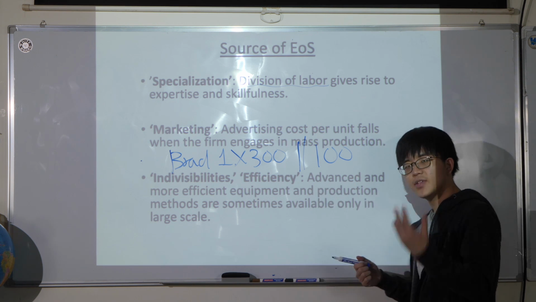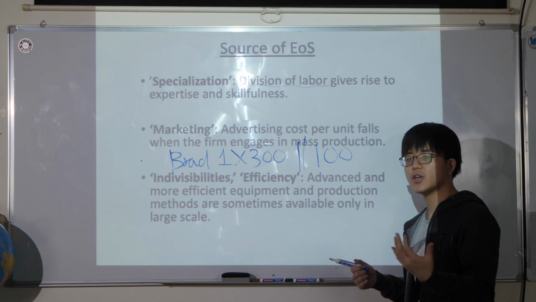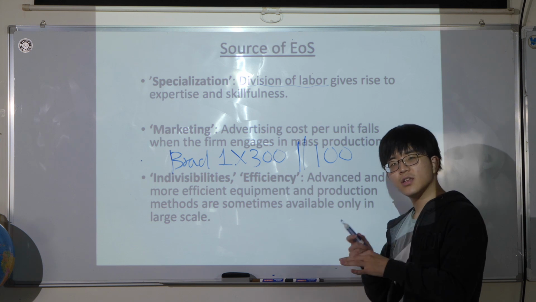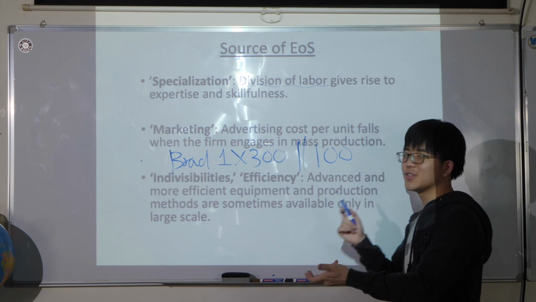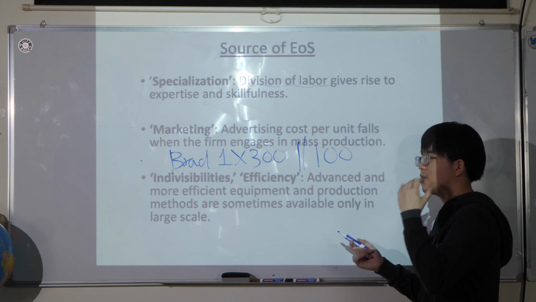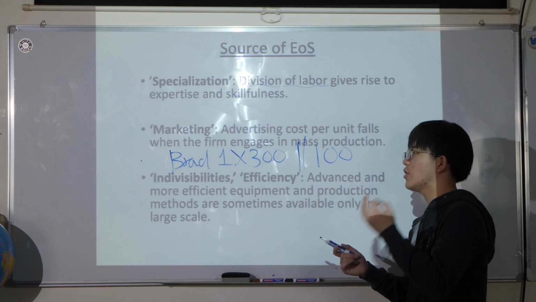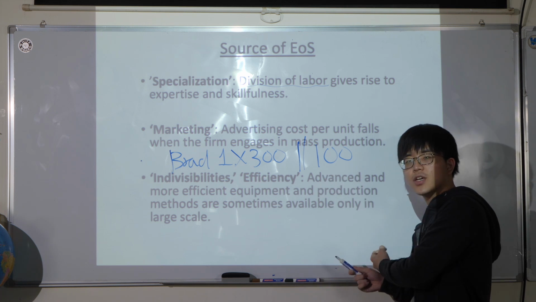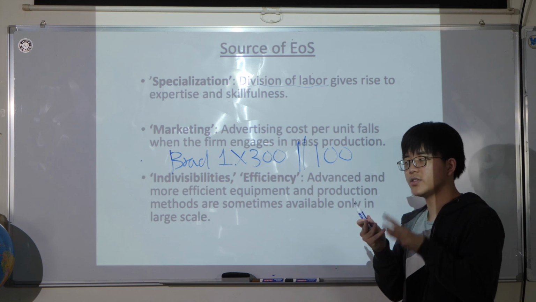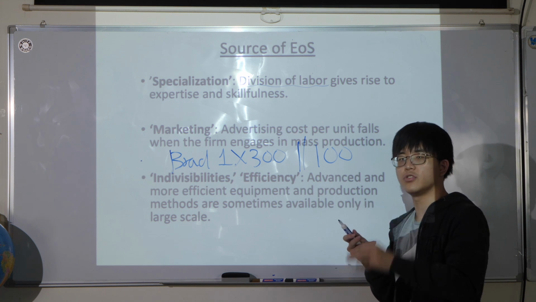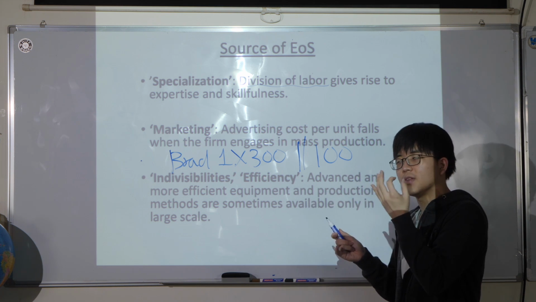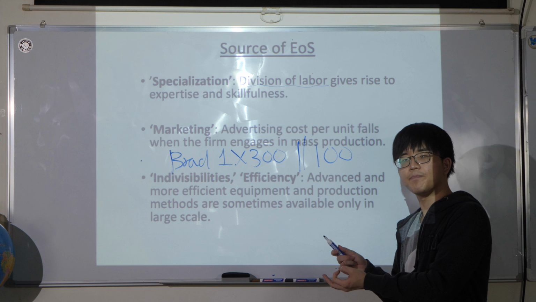Efficiency is the same. Sometimes machines are more efficient when we produce more things because of economies of scale. That is how we explain it. We have a machine that can produce 300 bread 1, and we might have another machine that can produce 1,000 bread 1. In that case, usually the unit cost to produce bread 1 is lower with the machine that can produce 1,000.